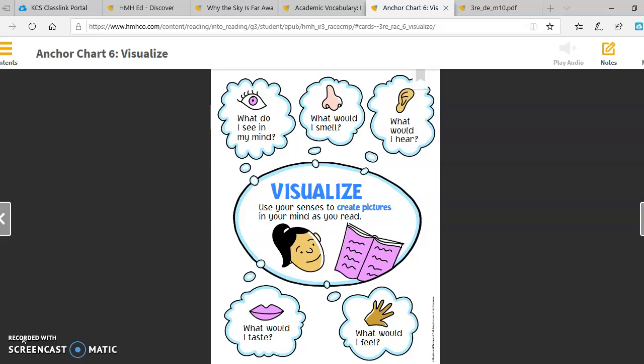Having a mental image of an action or a scene is going to help you better understand the story as you read. So today we are going to be practicing this skill as we read Why the Sky is Far Away. Now this text in our My Book does have pictures, illustrations for us to look at, but we are still going to visualize or use senses to create our own pictures in our mind as we read. So right now you need to turn in your My Book to pages 380 and 381.